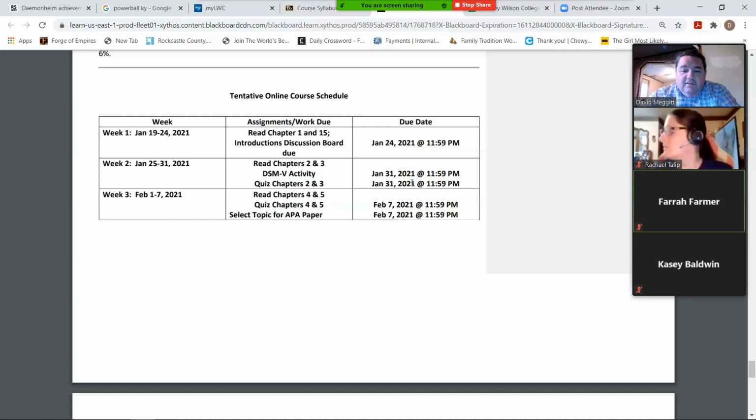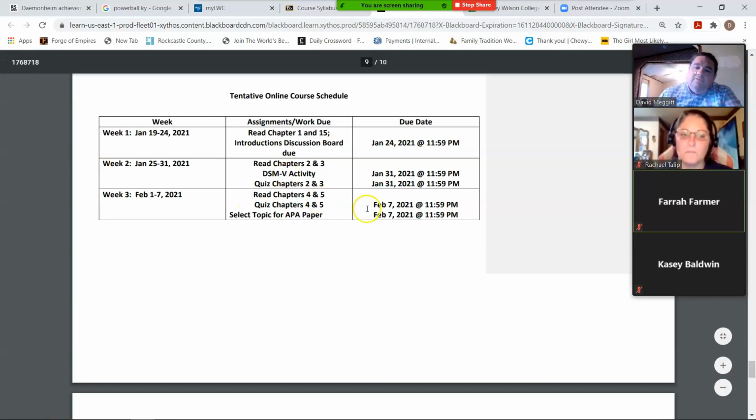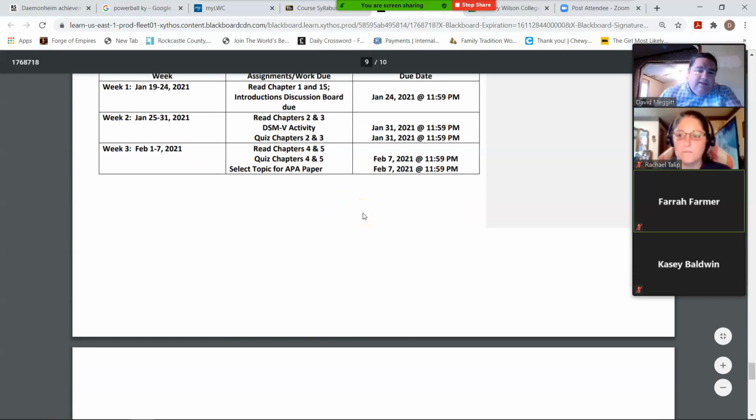Now the quizzes themselves will be randomized, unlike the final exam, which will be pretty much in chapter order. February 1st through the 7th, we have chapters 4 and 5, quizzes over chapters 4 and 5, and by that time I'll have a discussion board up, and you'll just submit your topic that you want to do your research paper on for your APA paper. And those are due to me February 7th, 11:59.